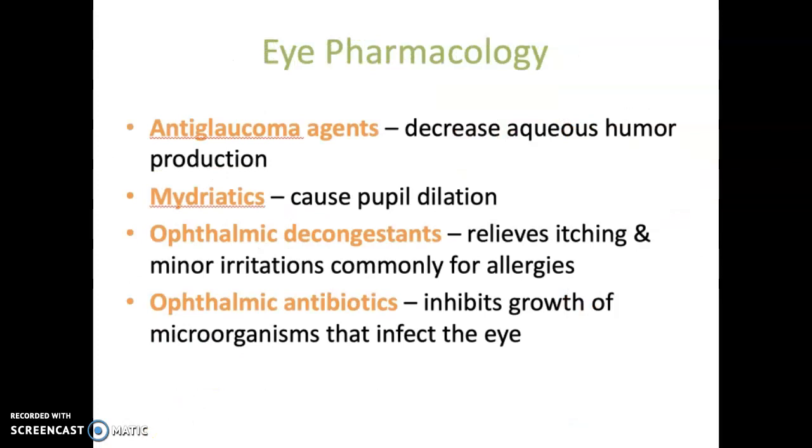And finally, a little bit about pharmacology for vision and hearing. Anti-glaucoma agents decrease aqueous humor production. Mydriatics cause pupil dilation for eye examination, or can help treat inflammatory eye conditions. Ophthalmic antibiotics inhibit growth of microorganisms that can potentially infect the eye. Ophthalmic decongestants cause vasoconstriction to relieve redness, itching, and irritation.